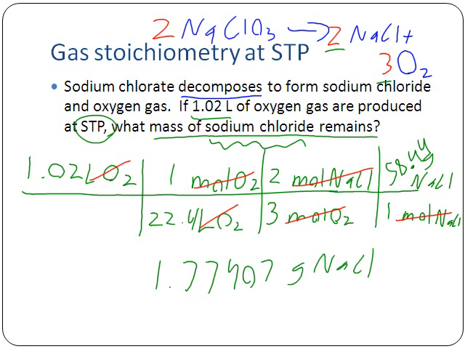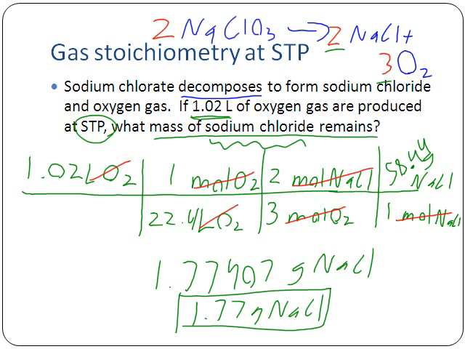Significant figure-wise, we're only really given one value to start with, which is this 1.02 liters. So it's 3 significant figures. So our final answer is simply 1.77 grams of sodium chloride produced in this case. That's basically how you'd go ahead setting up a basic gas stoichiometry problem at STP.